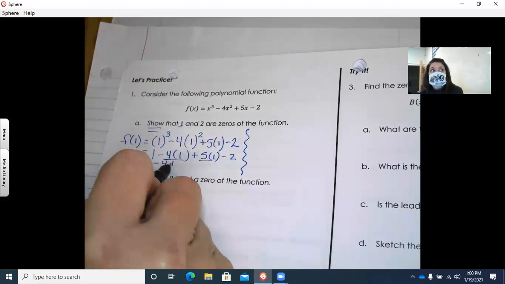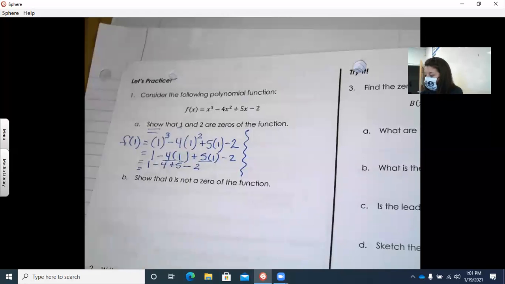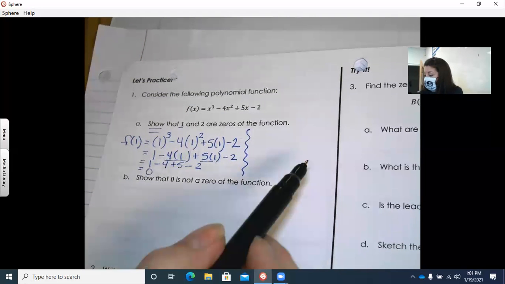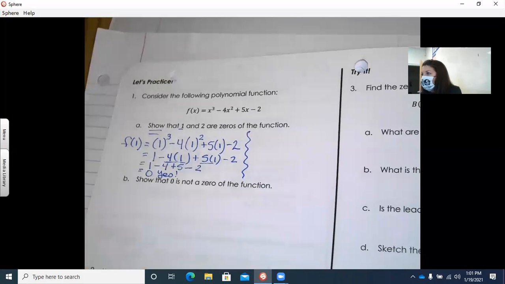And then when we have addition and subtraction, we just work left to right. What's 1 minus 4? What's the sign? -3. What's -3 plus 5? And what's 2 minus 2? 0. So this is saying for this graph, when x is 1, y is 0. That's an ordered pair, 1, 0. So is 1 a 0, a root, a solution? Yes. We knew it was going to be because it says show that it is a 0. So if I got something else, something's not right. You know what I'm saying?